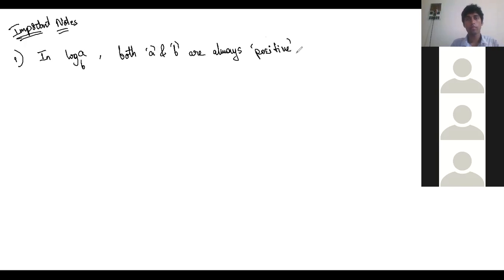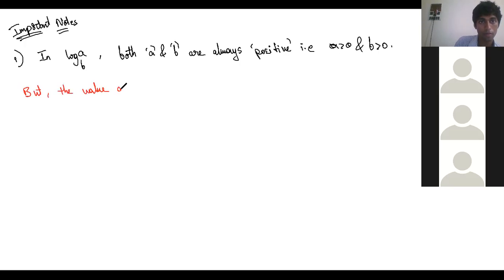Okay, i.e. where A is greater than 0 and B is greater than 0. So in log A base B, both A and B are always positive. Having said that, I am also saying, but the value of log A base B can be negative.